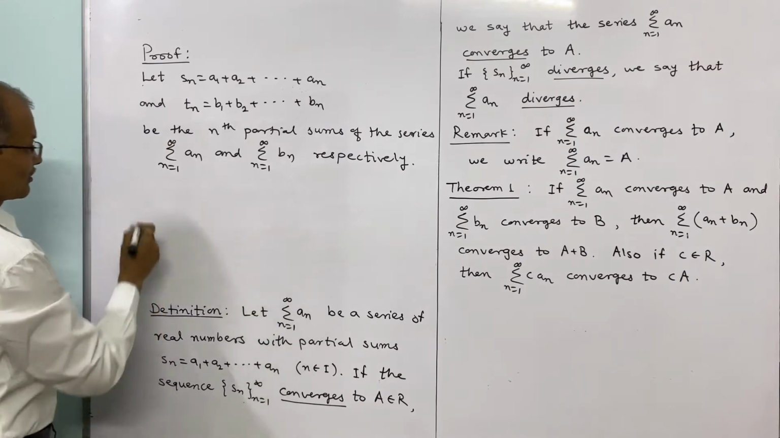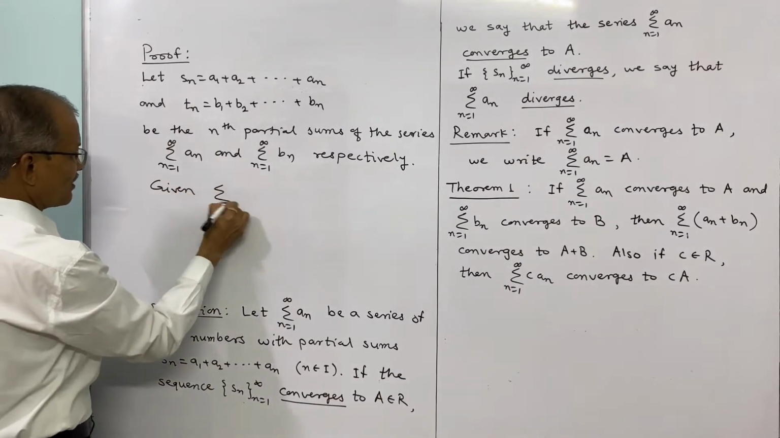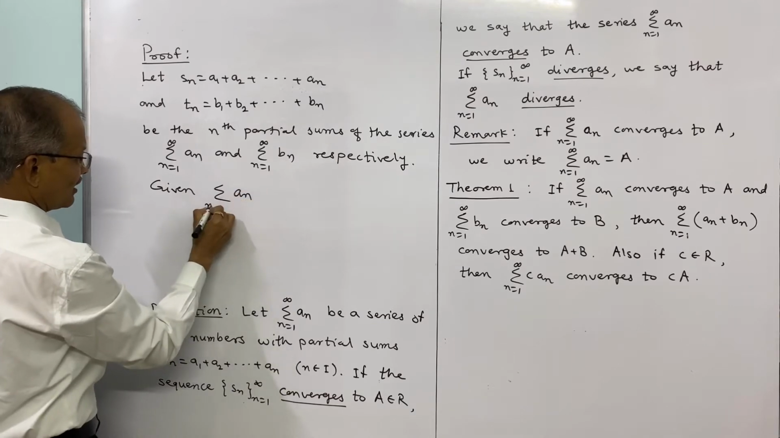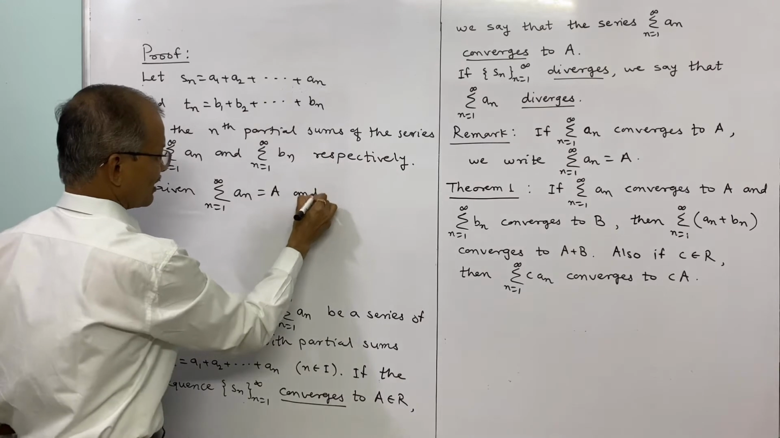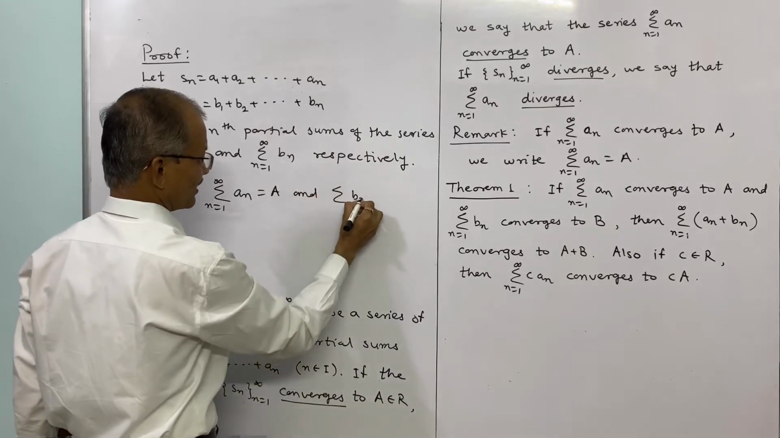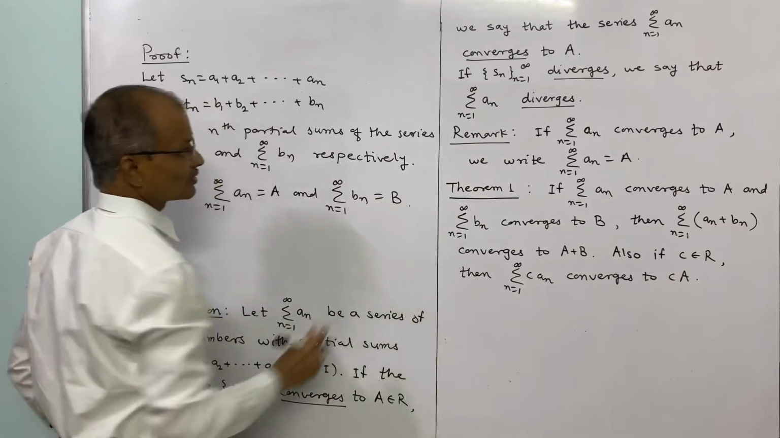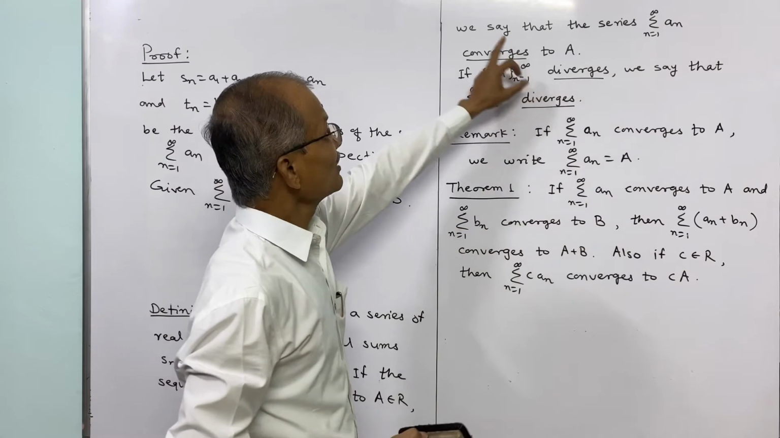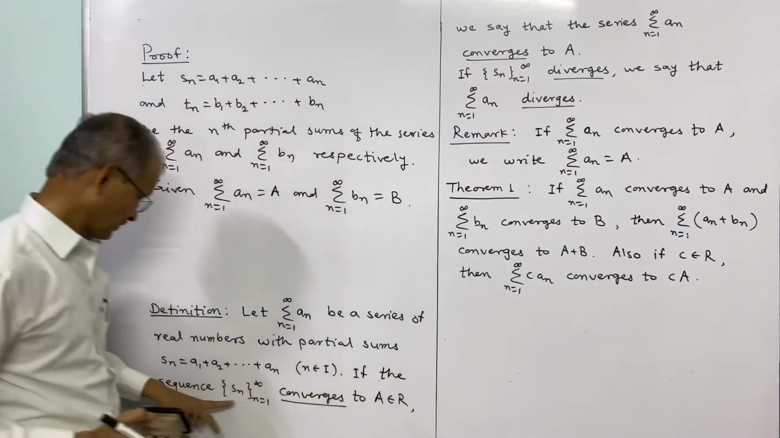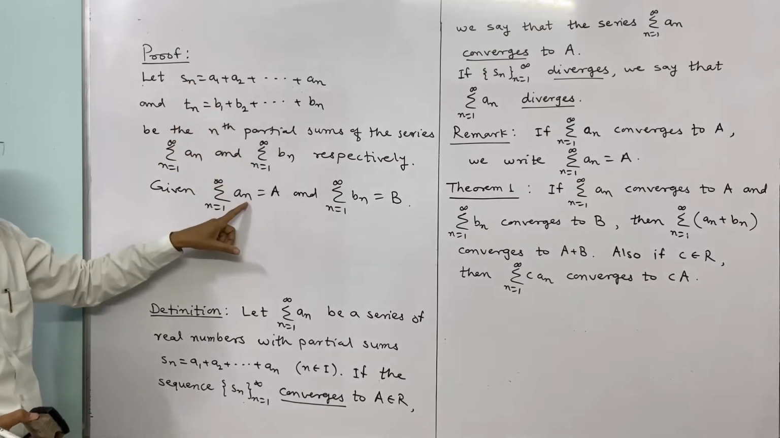So, given by hypothesis, sigma of an, n taking values 1 to infinity, is equal to A, and sigma of bn, n taking values 1 to infinity, is equal to B. So what is the meaning of this? The first series converges to A means what? Sn converges to A for this series. Sn is the partial sum of the first series.